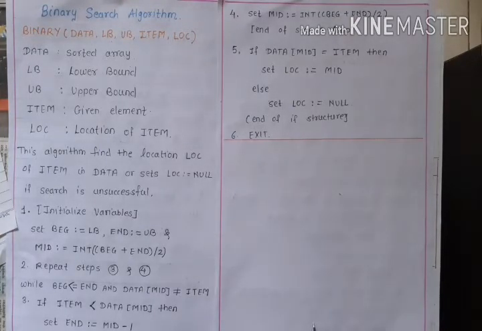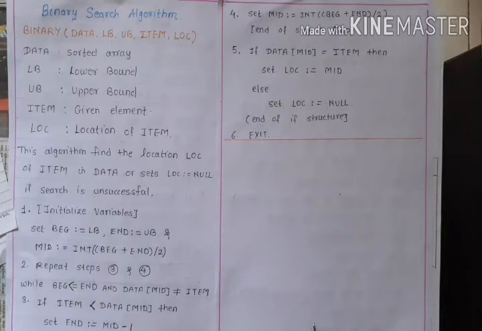Now in this video we will be discussing the binary search algorithm. In the last video we studied bubble sort and searching algorithms. There are two types of searching algorithm: linear search algorithm and binary search algorithm.